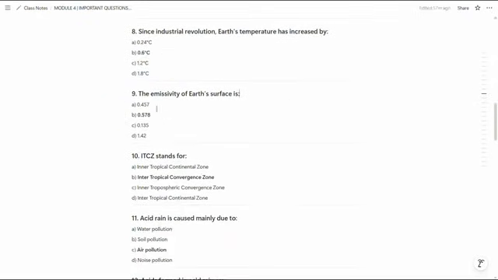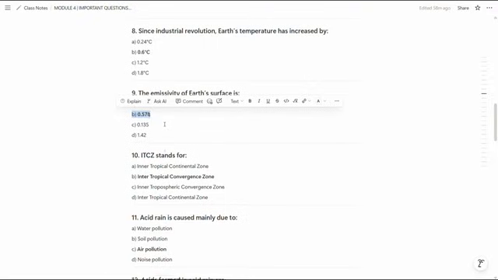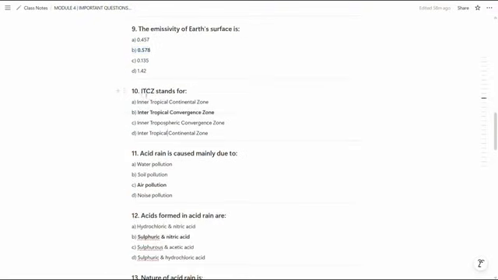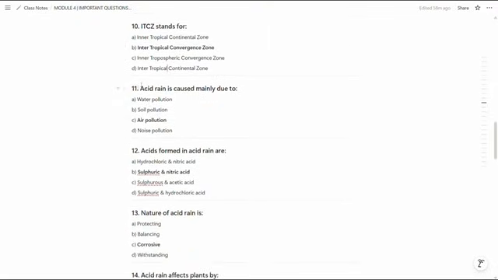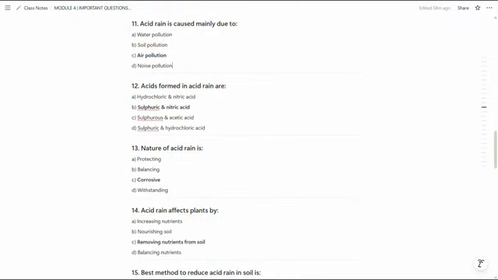Now the ninth question is the emissivity of Earth's surface is 0.578. Now the next question is ITCZ stands for Intertropical Convergence Zone. So B is the correct answer. Now the 11th question is acid rain is caused mainly due to air pollution. So C is the correct option.